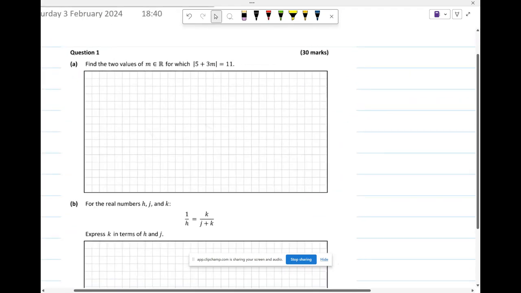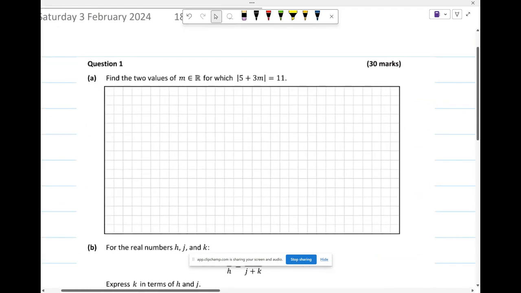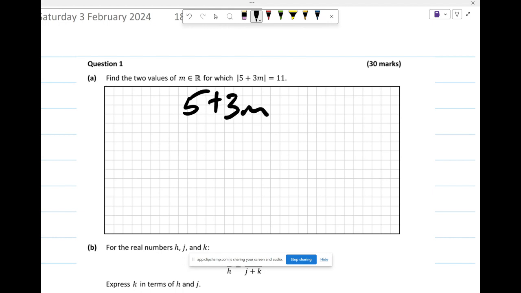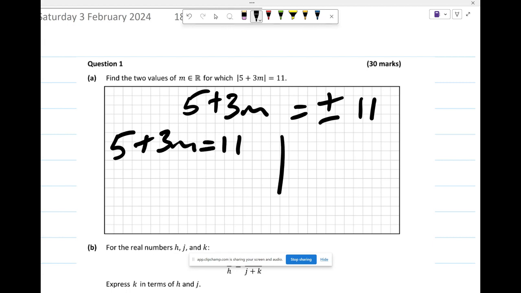Okay, so next question says, find the two values of m for which the absolute value of 5 plus 3m is equal to 11. And so we know from the very first question we did today that when we're dealing with absolute value, there's a hidden minus sign. And so we can use this to our advantage, because if the absolute value of 5 plus 3m is equal to 11, that means it could be plus or minus 11. And so if we split these into two equations, that's going to be 11 and minus 11. And now we just need to solve for m.